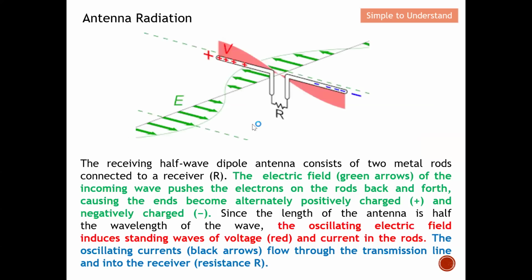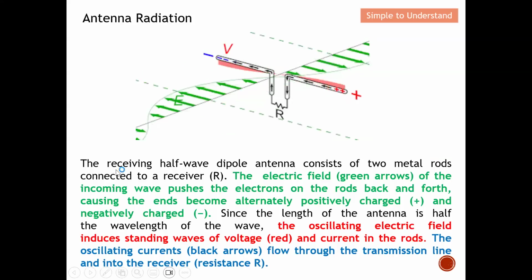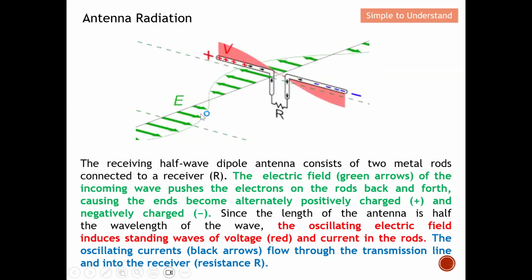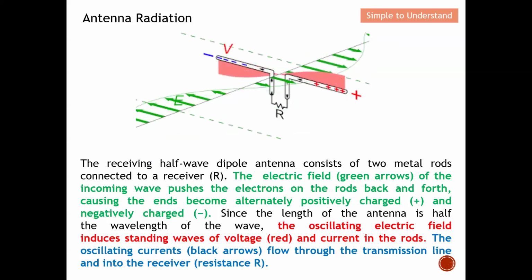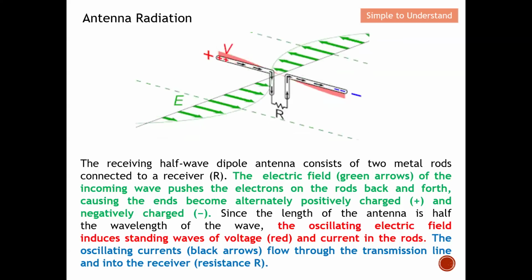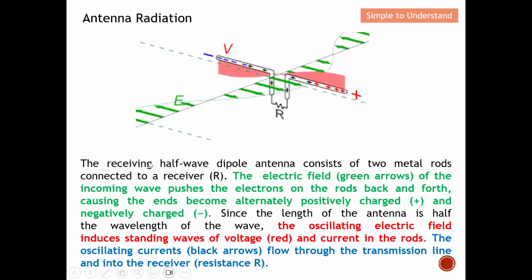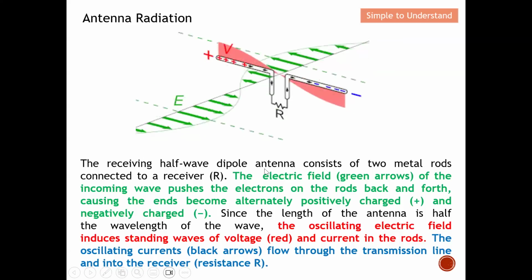Let's come to this diagram here. Before we go into the discussion on the single wire, two wire, or dipole, let me give you an example of dipole antenna radiation so that it will aid you in understanding the antenna radiation mechanism. This is a receiving antenna, a receiving half wave dipole antenna.